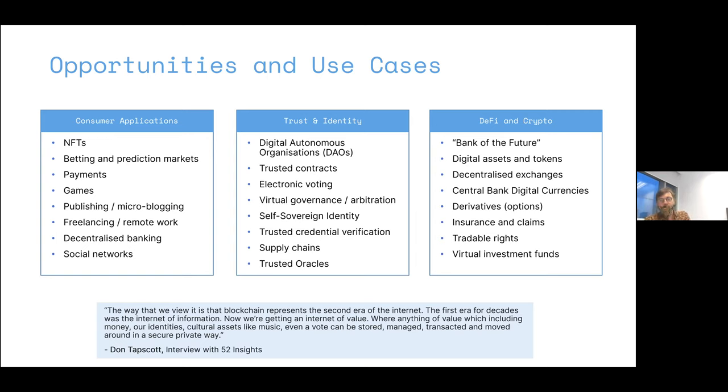I think there's also a very important space around trust and identity. You can build systems like autonomous organizations, which are effectively companies that operate in an entirely virtual way and just use a system of incentives and payments to interact with other entities or with their users. There's also things like self-sovereign identity and trusted credentials. How do you issue a credential that people can trust in a global sense? And then I have to obviously mention the decentralized finance applications. These are things like digital banking, decentralized exchanges, central bank digital currencies, all super interesting areas.